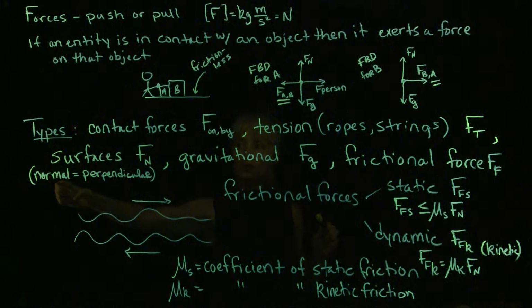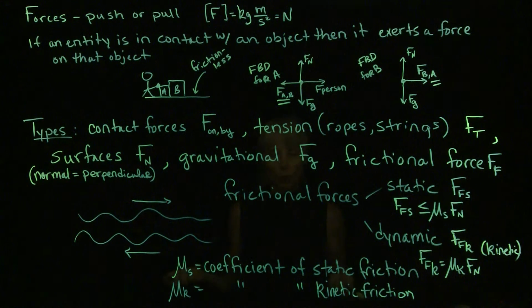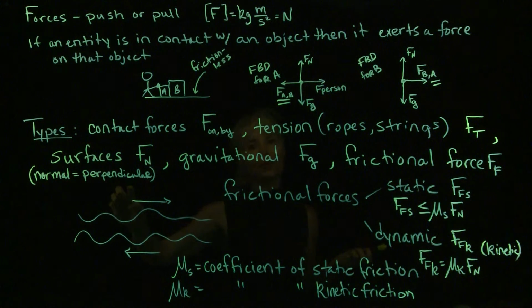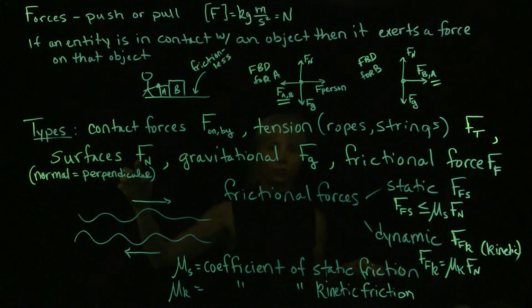They're known as normal forces, so they get the symbol F sub n. Why normal? Because normal is another word for perpendicular from the math world. And the only direction that forces can exert forces on entities is in the perpendicular direction.